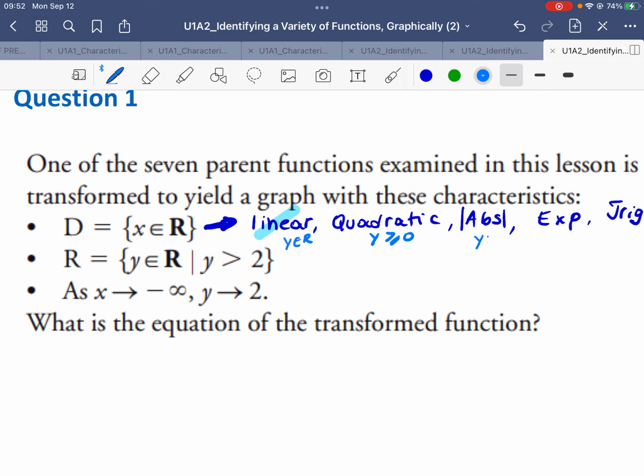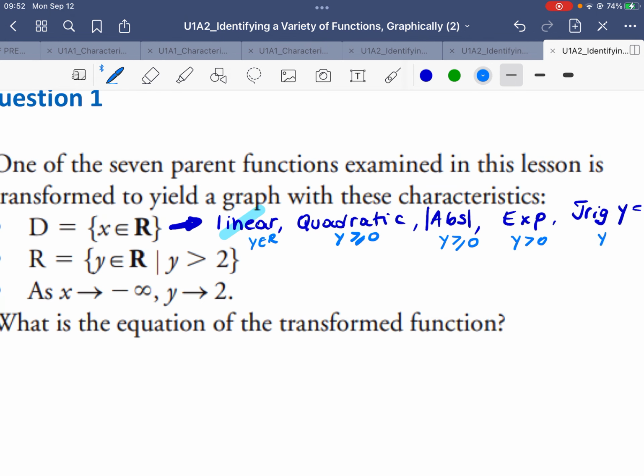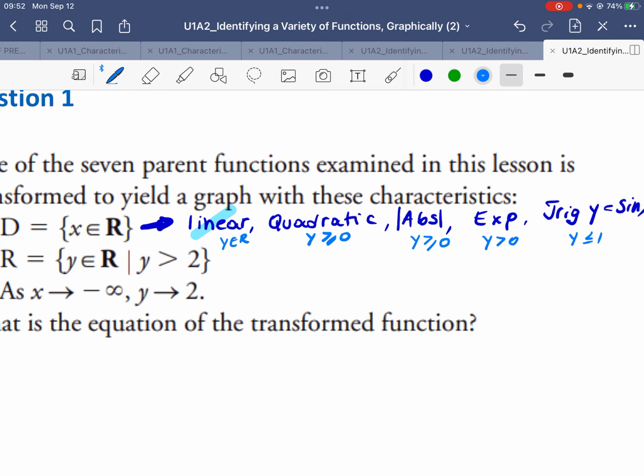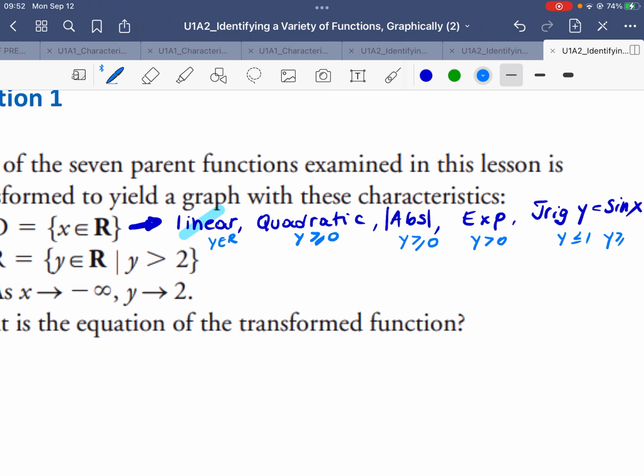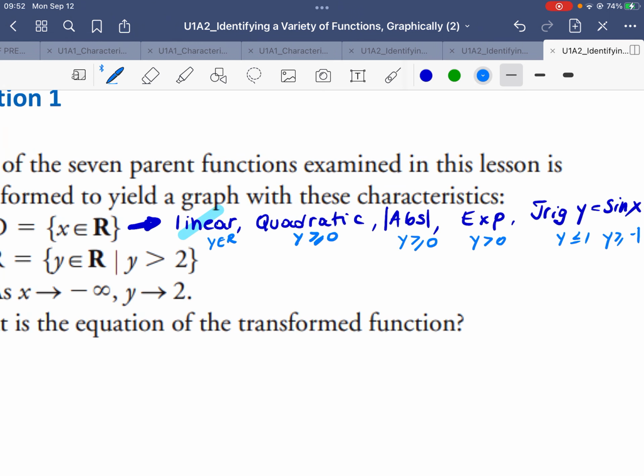For quadratic, y is bigger than or equal to 0. For absolute value, y is bigger than or equal to 0, which is the fixed value for the basic absolute value function. For exponential functions, we had y bigger than 0, and for trig, we had y less than or equal to 1 and bigger than or equal to -1. So we're going to say that in our case, so far, the only function that is satisfying all the conditions listed will be the exponential function.